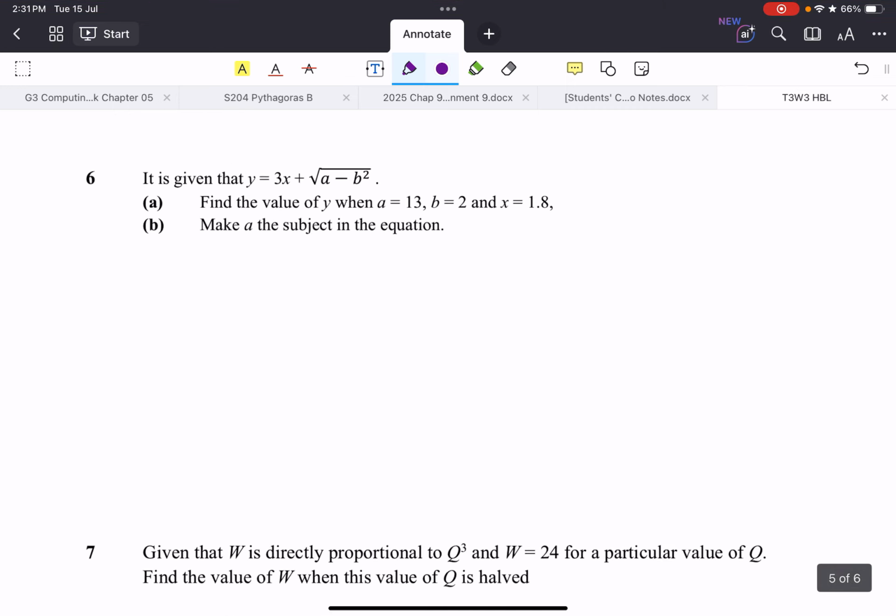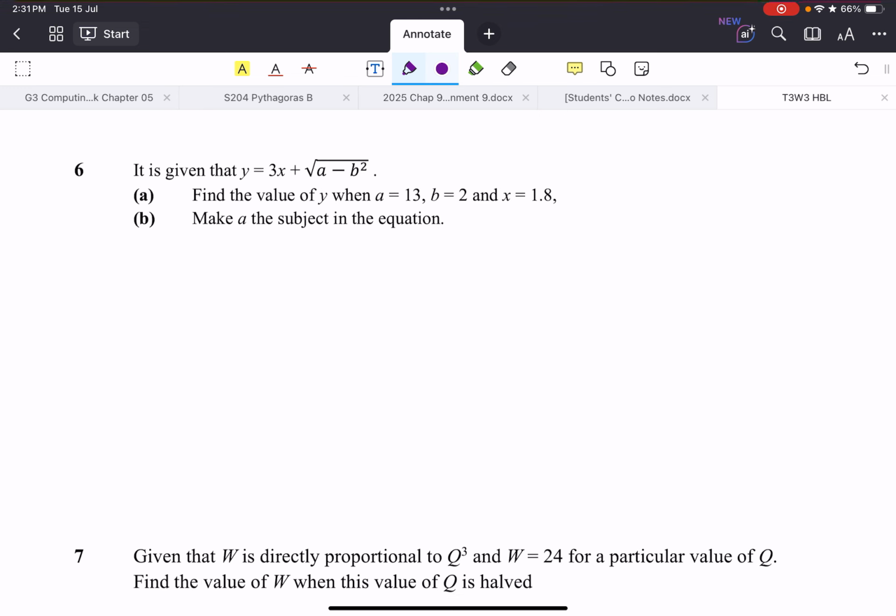Question 6. It is given that y equals to, okay, that value over there. We want to find the value of y when a is 13 and so on. So this is actually just a calculation skills, right? So y is equals to 3, 1.8 plus square root of 13 minus b squared. When we press our calculator carefully, we should get 8.4. That will be fine, right?